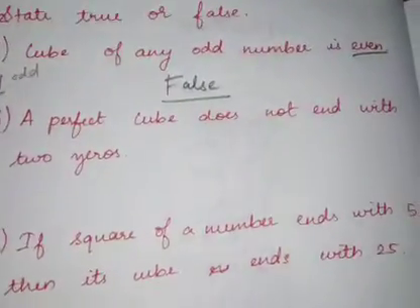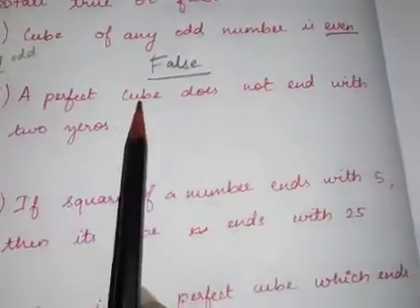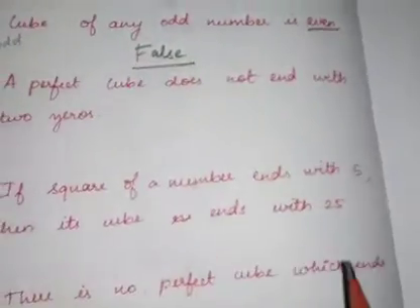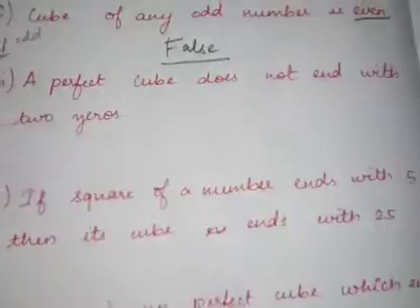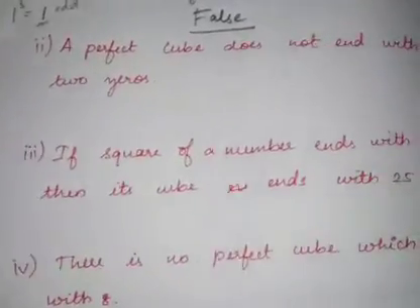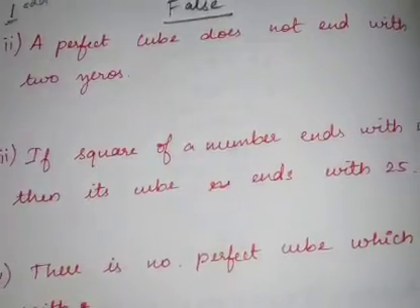Okay. Next. Second problem. A perfect cube does not end with 2 zeros. They are saying perfect cube number. Perfect cube number means what? If a number multiplied 3 times, that answer is a perfect cube number.